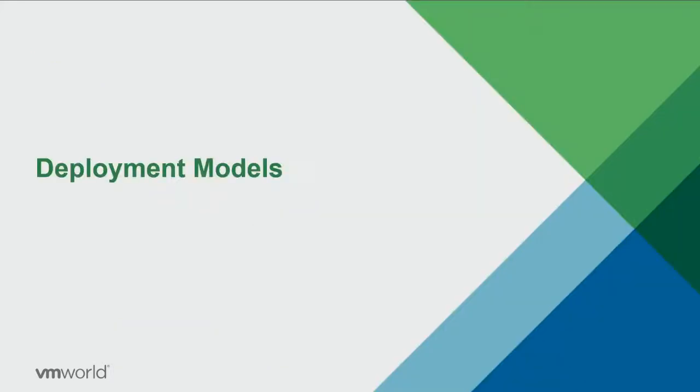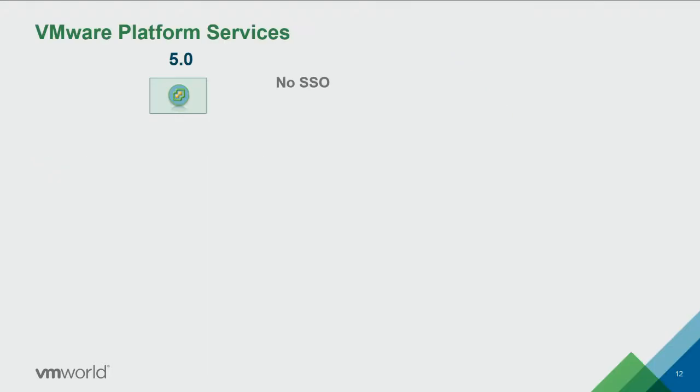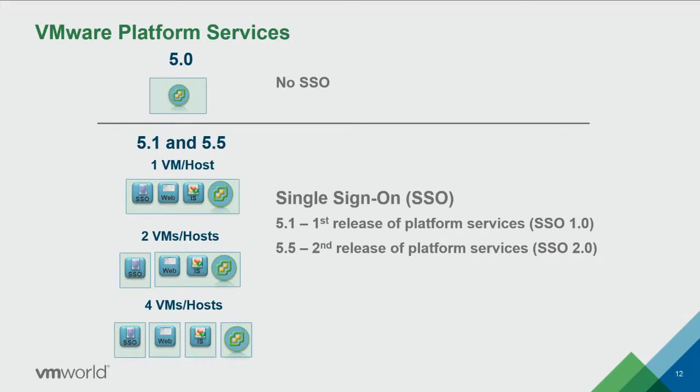Okay. Deployment models. As I mentioned earlier, you went through an evolution. In 5.0 we had no SSO available, and we didn't have any new deployment mechanism for that. As you went through 5.1 and 5.5, you had SSO 1.0 in 5.1, SSO 2.0 in 5.5, and you had a myriad of ways of deploying and managing your various services, including your web client, your SSO, your inventory service.